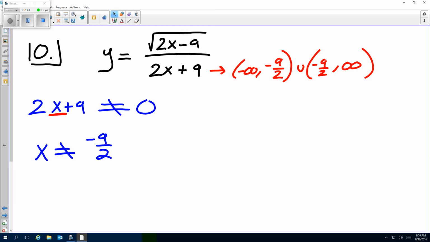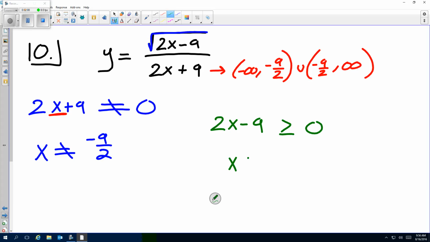But look at my numerator. What do we have? I have a radical sign. Well, I know that I cannot be a negative number. So what I'm saying is 2x minus 9 has to be greater than or equal to 0. Okay, not too complicated. We can move some things around. And what we get is x has to be greater than or equal to a positive 9 halves. Okay? X has to be greater than or equal to a positive 9 halves.